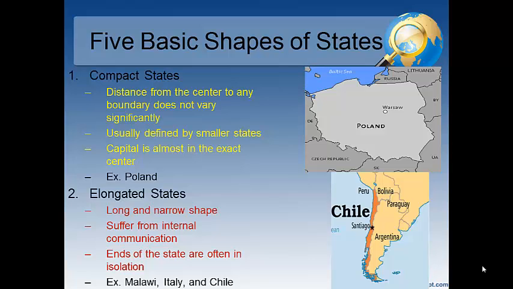Another basic shape is an elongated state, which is a long and narrow country, which usually suffers from internal communication problems because of the length between, let's say, the north to the south or the east to the west. The ends of the state are often in isolation because, once again, capitals are usually located in the middle, as you can see here with this example of Chile.